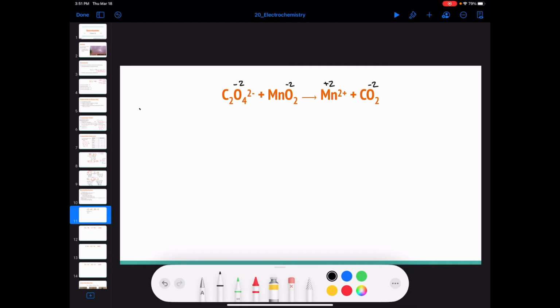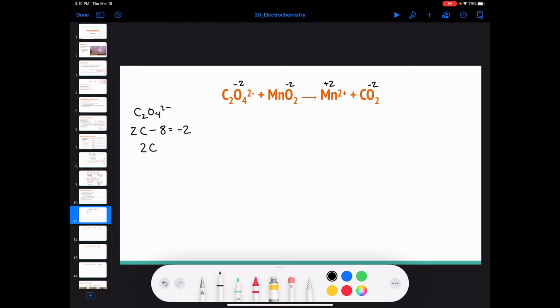So let's start with C2O4 2-. Well, we have 2 carbons, and then we've got 4 oxygens, so 4 times a -2 would be a -8, and we know that that has to add up to -2, right, based on our charge there.